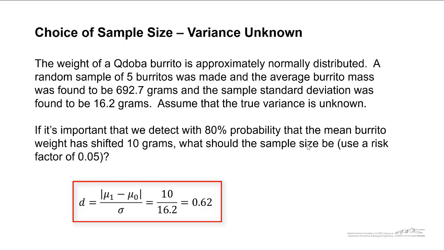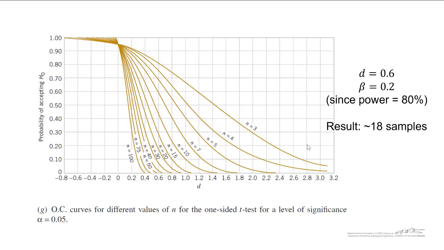And again, if variance is unknown, you can imagine there's going to be some error in this, but that's taken into account in these operating characteristic curves. So we get a d value of about 0.6. We can go in here. Here we have our operating characteristic curve for one-sided t-test. So we're doing a less than or greater than test. For a level of significance of alpha equals 0.05, d equals 0.6.